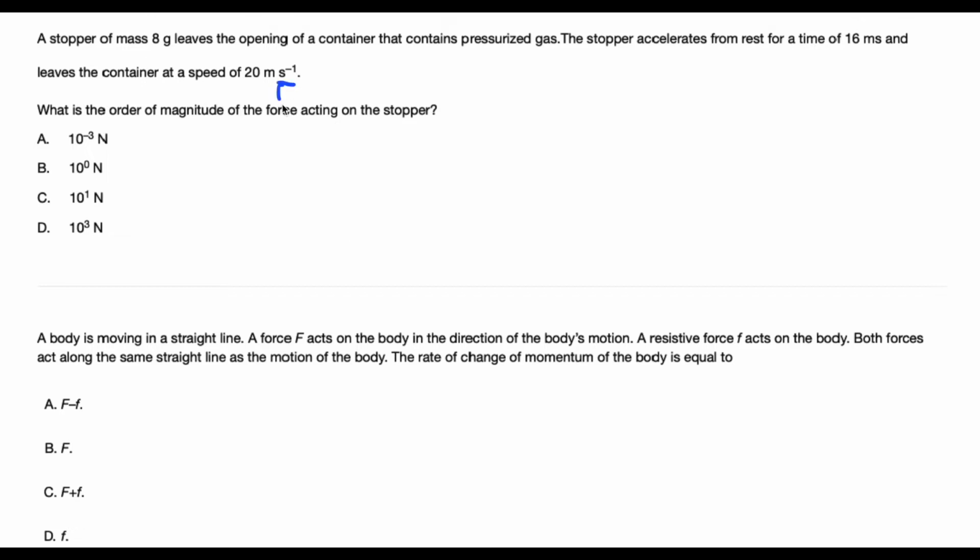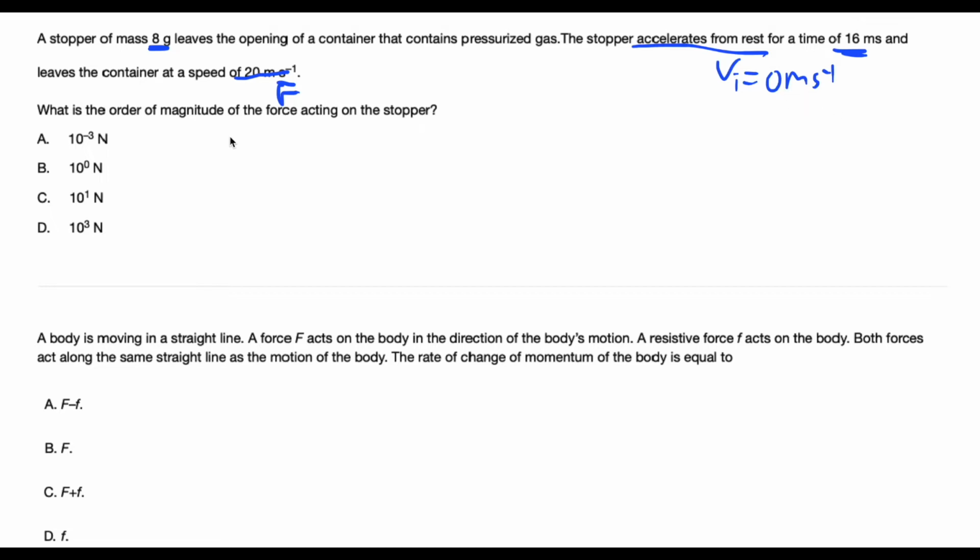So how do we calculate the force acting on the stopper? We know the mass, we know the change in time, we know the final velocity, and we also know the initial velocity. Since it accelerates from rest, the initial velocity is equal to 0 meters per second. So how do we do this problem?